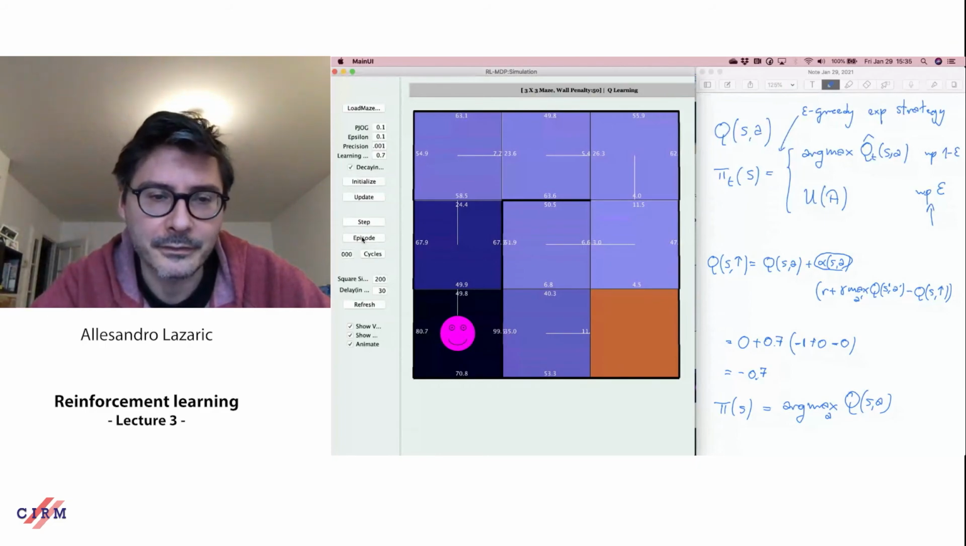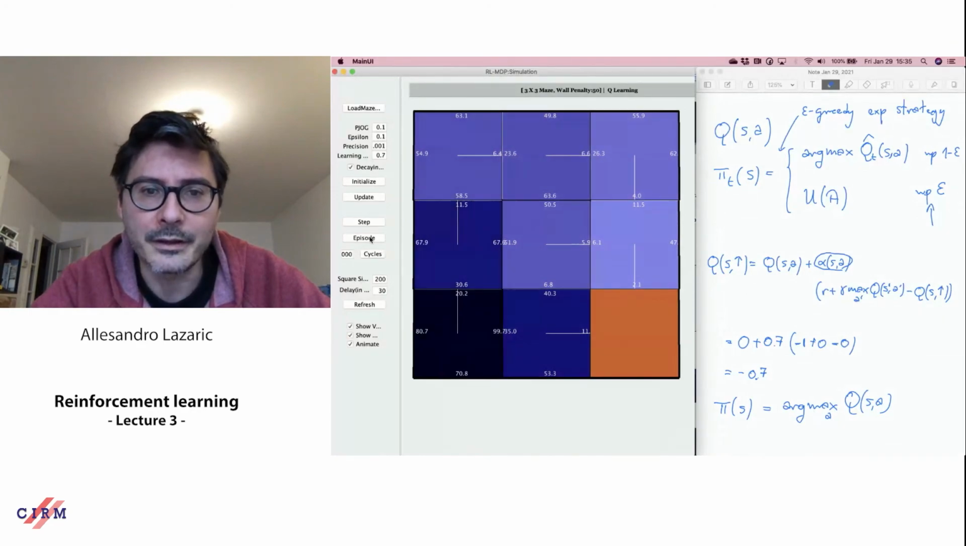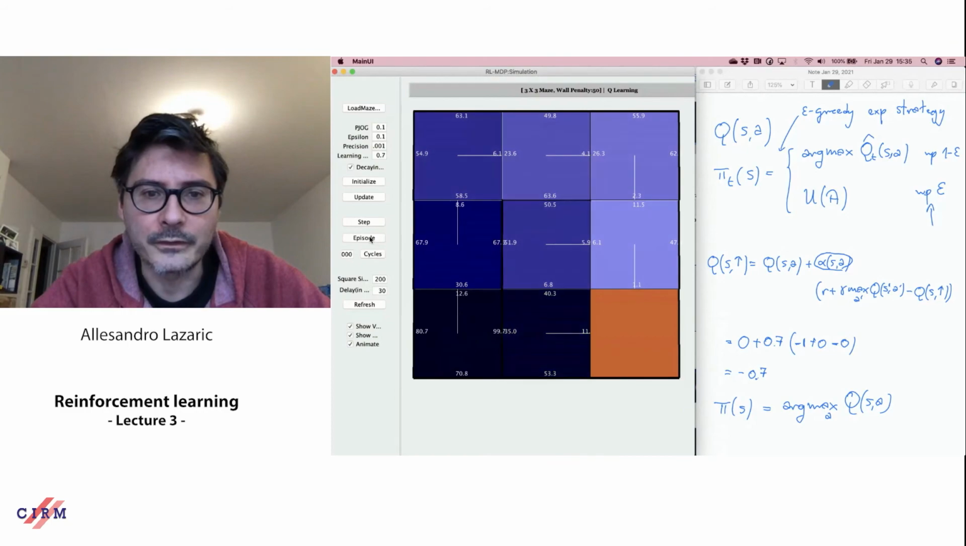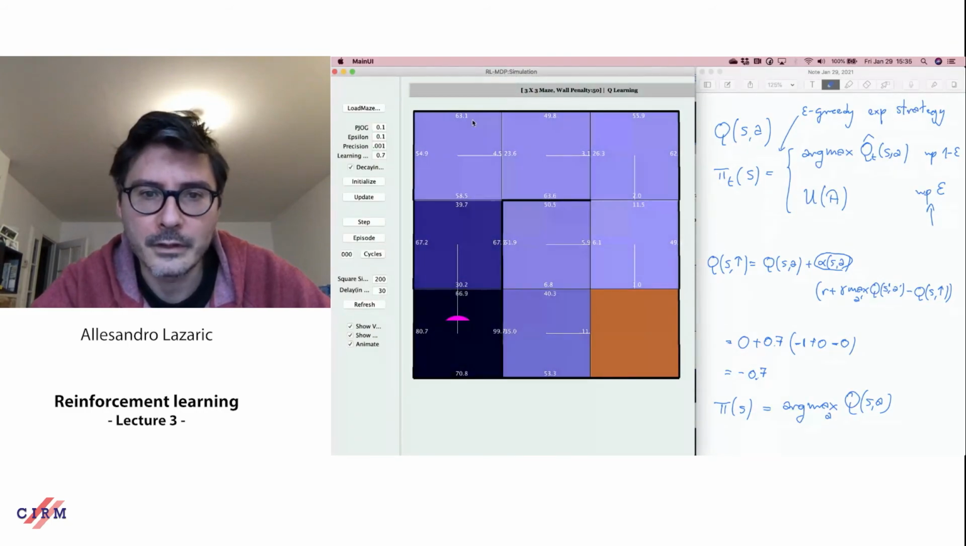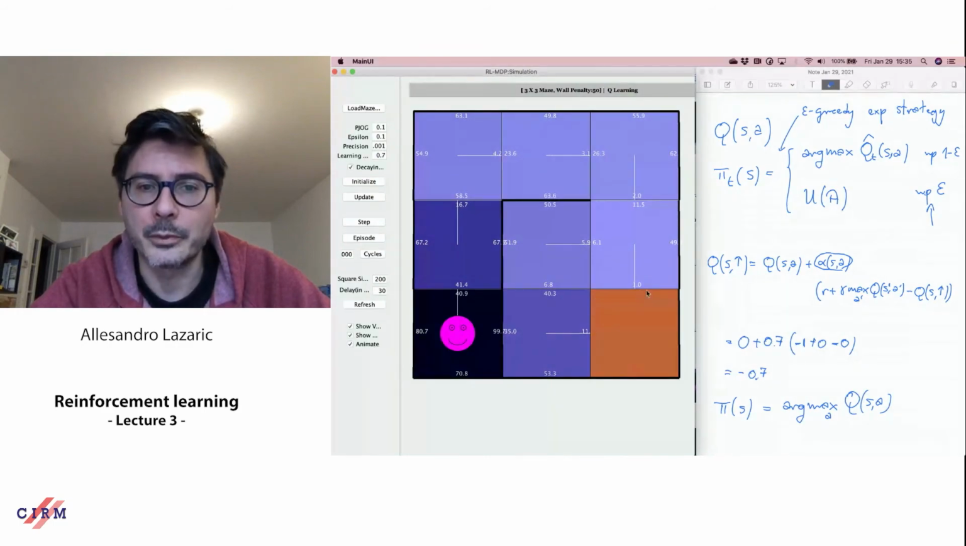Oh, okay, so now something happened. We see that it took the wrong action here, but this incentivized it to stay more here, which allowed it to learn more about going down. And now it's consolidating a little bit more the more straightforward policy, which is to go down directly here, which is clearly preferable with respect to taking this one.